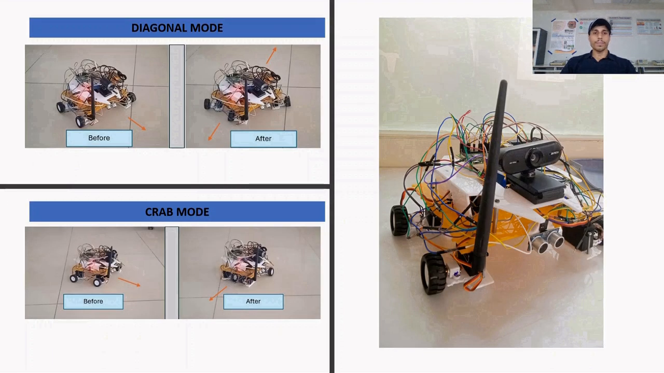Now let's see the output results of our RoboCar. You can clearly see the two functions, the diagonal mode and the crab mode of our RoboCar. In diagonal mode, the vehicle can move diagonally, allowing for efficient navigation in tight spaces. This mode is particularly useful in scenarios where the vehicle needs to change direction quickly without significant orientation adjustments. Next is the crab mode.